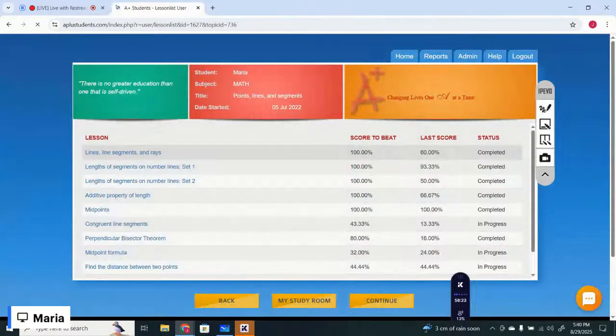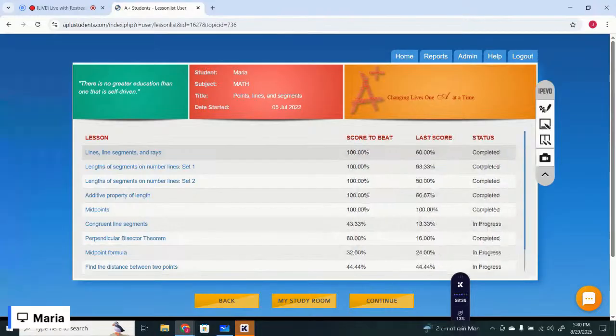So, we were working on grade 10 math. The chapter we are working on is points, lines, and line segments. The lessons we have covered today are lines, line segments and rays, lengths of segments on number line, additive property of length, and midpoints. Please make sure before the next session you complete all the practice questions for the lessons we just did. That is your homework until next session.